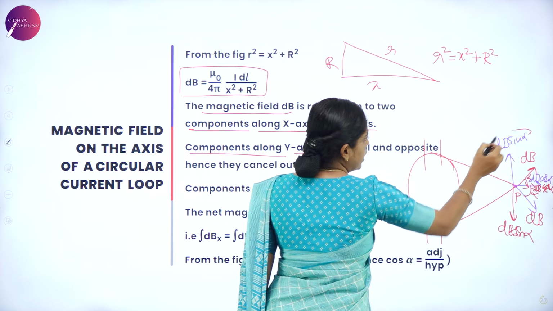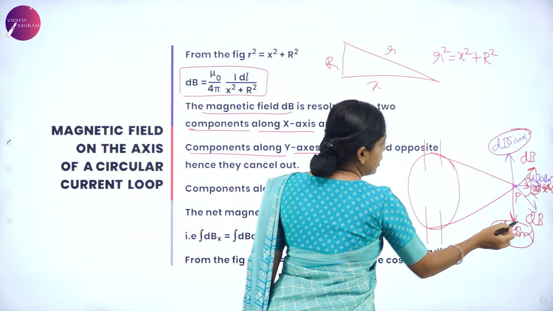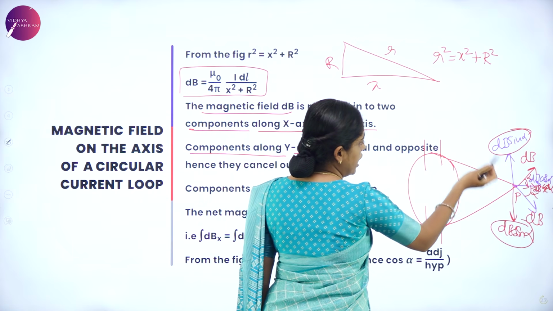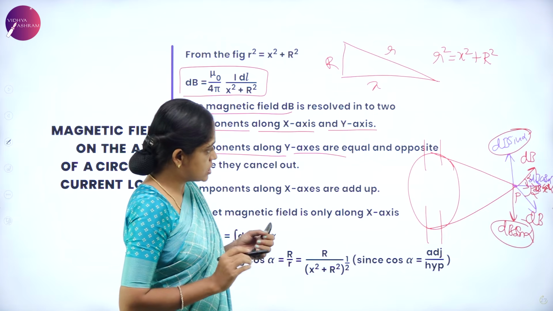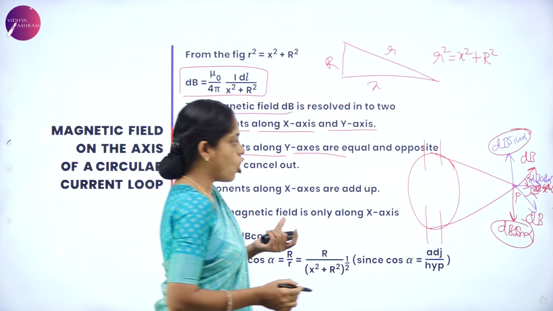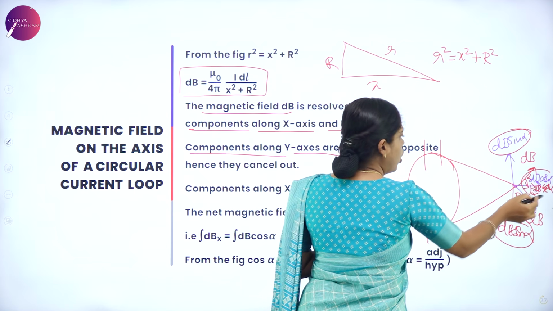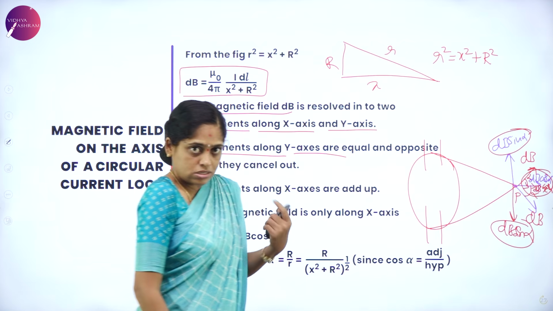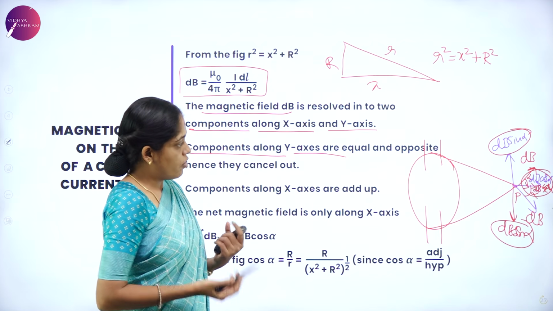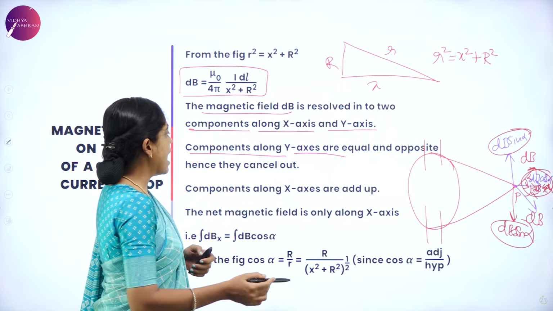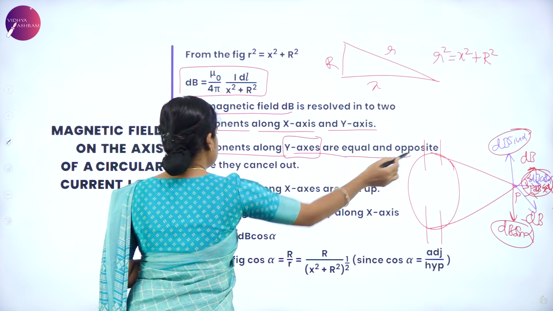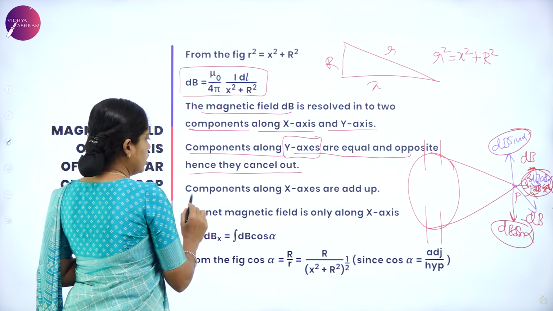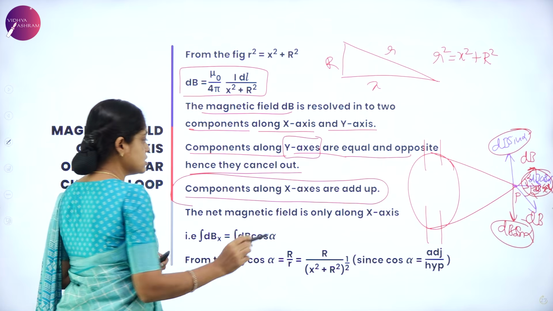Look at the perpendicular components: equal in magnitude, opposite in direction. Therefore, the y components cancel out, but the x components, due to all the current elements, are in the same direction. Therefore, the x components add up. Y components are equal and opposite, they cancel out. The components along the x-axis add up.